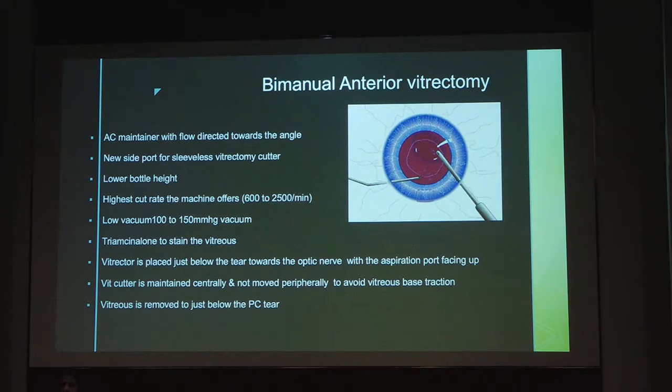Use triamcinolone to stain the vitreous. That's very important. I think medico-legally it's very important that you don't leave behind any vitreous. You have to do good wound as well as anterior chamber toileting. And the vitrector is placed just below the tear, towards the optic nerve, but the port has to be pointed up. It is always maintained centrally, so you should be able to see the edge of the vitreous cutter all the time.